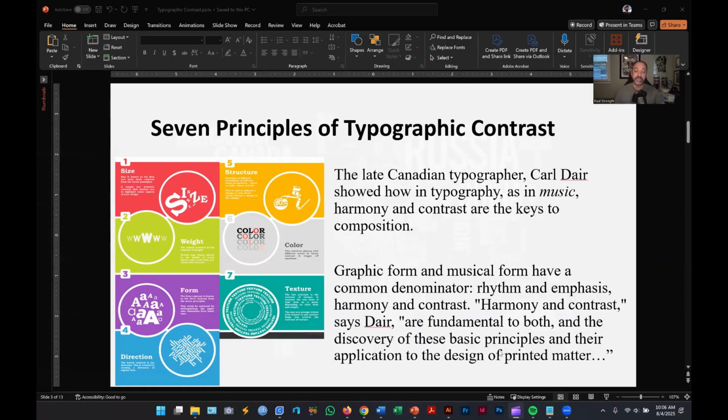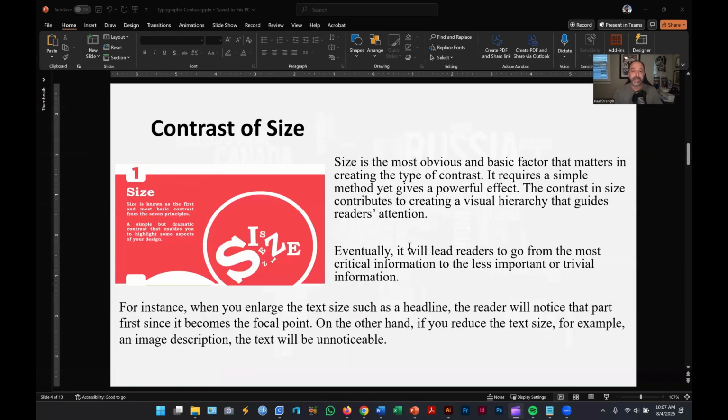Okay, basically what he means is that harmony and contrast are the base of typographic rhythm as well as typographic emphasis. So there's a harmony and a contrast that goes inside. We're going to look at the different principles, so that's what we're about to delve into. The first one is size. Size is the most obvious, and you can look over here at a really great example of different sizes. In fact, if you follow it, this is how hierarchy works. The S is the first one that you see, then the I, then the Z, then the E, right?